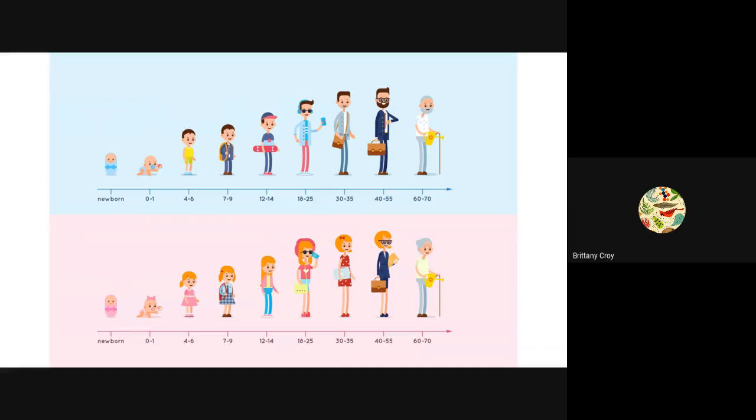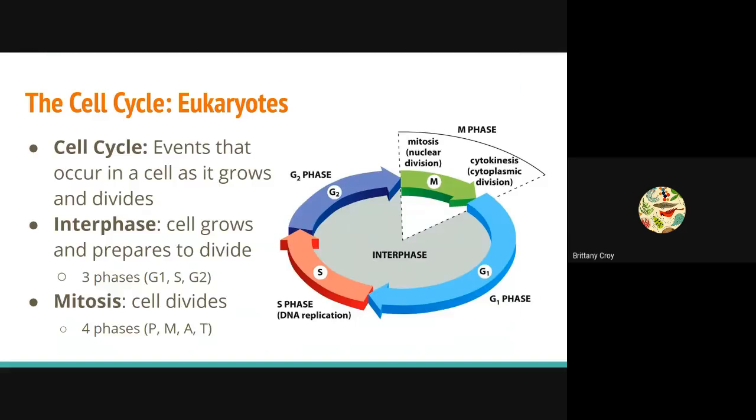I want you to think about your own life cycle and the different changes that you've gone through. Now think about what's happening to your cells as you go through each stage of your life. As you might have guessed, the cells are going through a life cycle of their own, also known as the cell cycle. The cell cycle refers to all of the events that occur in a cell as it grows and divides. So it's just like the normal everyday life of a cell.